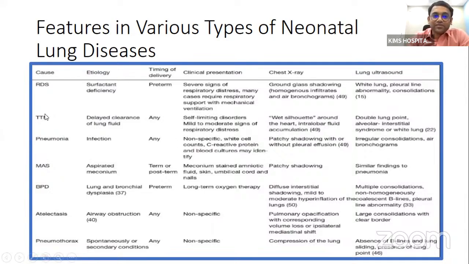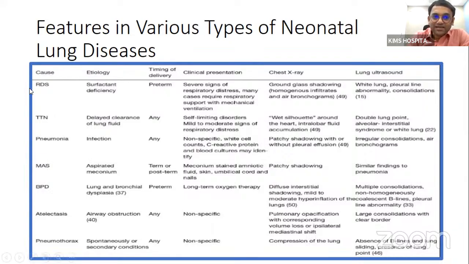In the case of a TTN, because of delayed clearance of fluid, we can see confluent B lines, a double lung point with a normal pleura, no subpleural consolidation, and no other lung parenchymal consolidations. In this way, RDS and TTN can be differentiated. In the case of a pneumonia, you can have pleural abnormalities in the form of breakdown and irregularities, and there will be irregular consolidations with air bronchograms that can be seen.